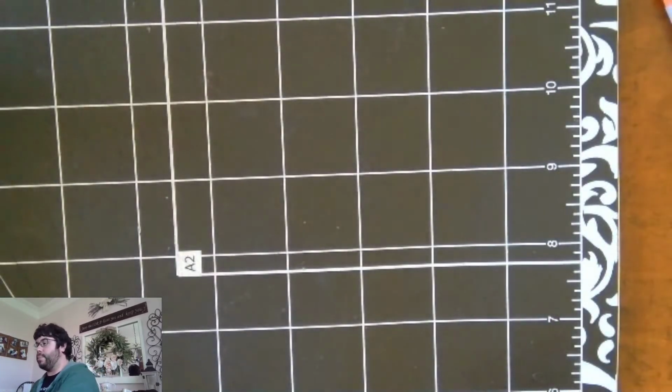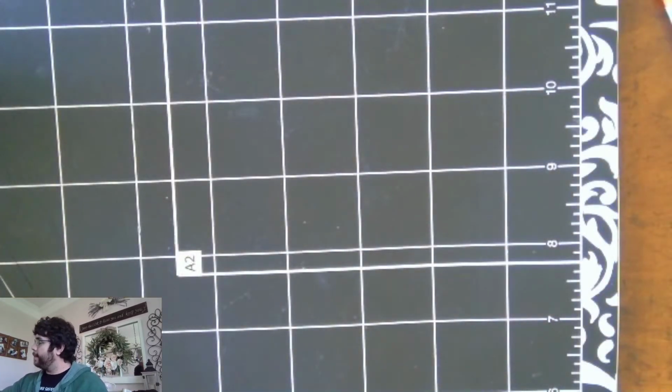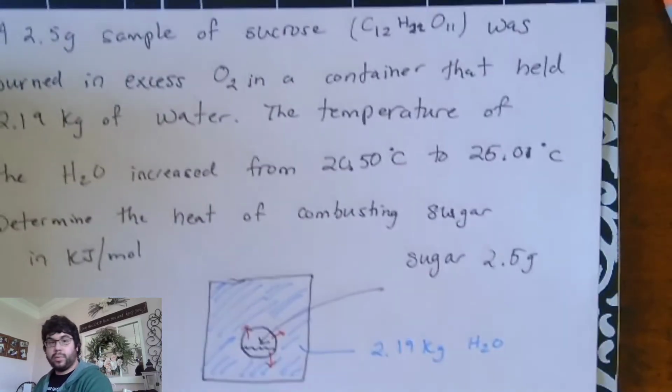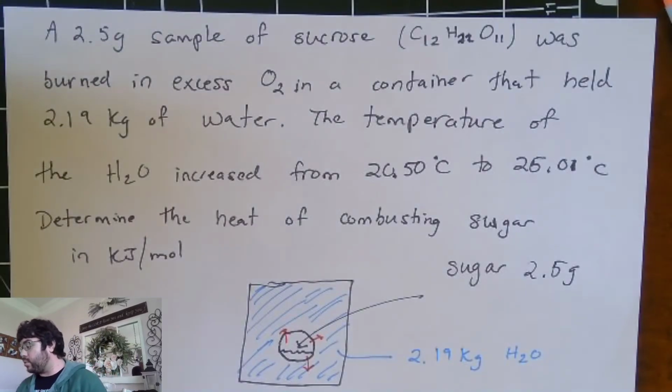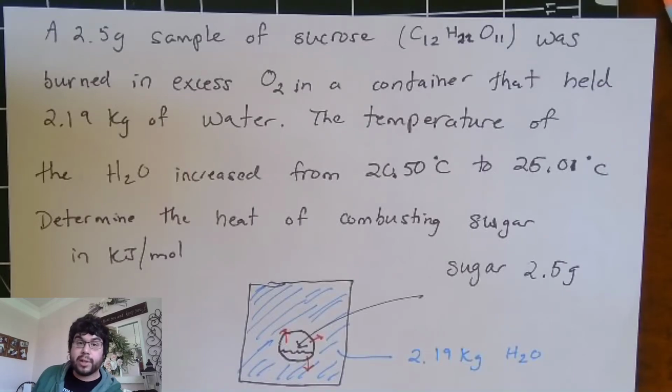All right, next problem. This is one where we talk about finding the enthalpy of the actual reaction. A 2.5 gram sample of sucrose, C12H22O11, was burned in excess O2 in a container that held 2.19 kilograms of water. The temperature of the water increased from 20.5 degrees Celsius to 25.01 degrees Celsius. Determine the heat of combusting sugar in kilojoules per mole.